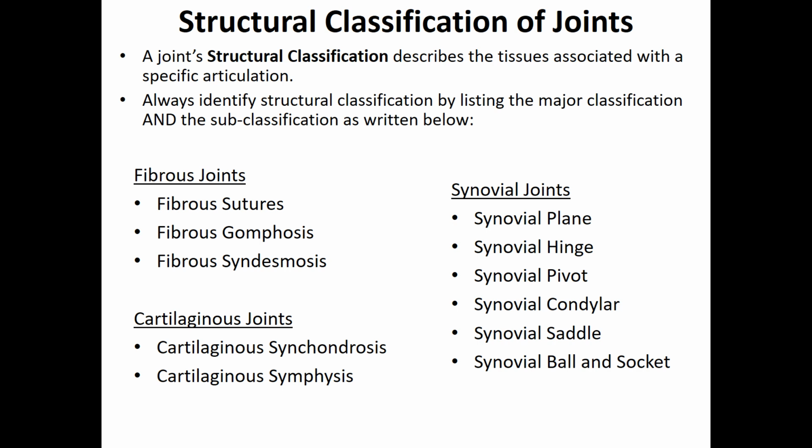It's important that you identify structural classifications by listing first the major classification and then the sub-classification, as you can see written below. For all fibrous joints, identify them structurally as fibrous sutures, fibrous gomphosis, or a fibrous syndesmosis. For cartilaginous joints, classify them as a cartilaginous synchondrosis or a cartilaginous symphysis. For synovial joints, classify them as a synovial plane, synovial hinge, synovial pivot, synovial condylar, synovial saddle, or a synovial ball and socket joint.